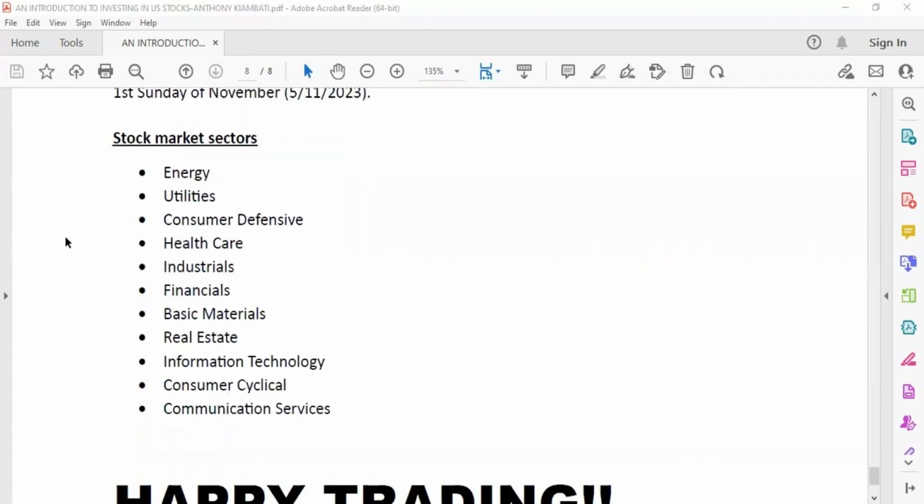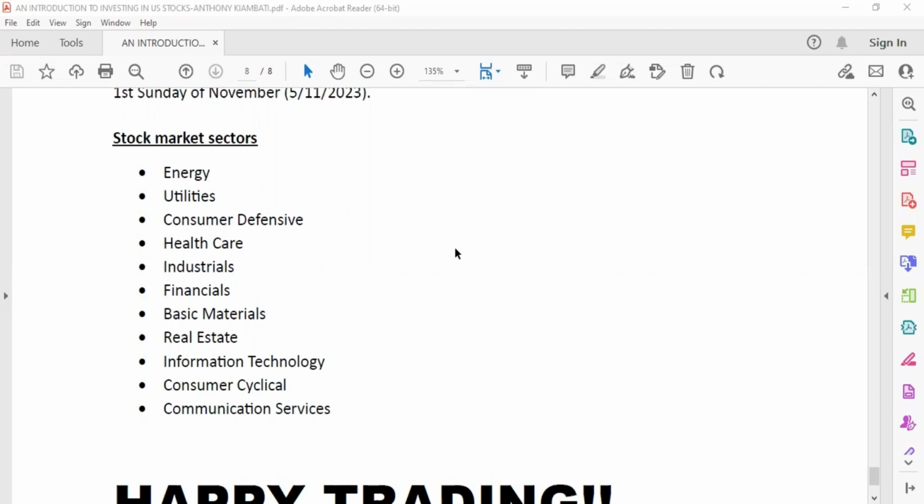In the US stock market, we have 11 sectors. Who can guess how many sectors we have in the Kenyan stock market? The sectors and the number of stocks or companies listed. So we have 13 sectors in the Kenyan stock market. Let me type that. 13 sectors and 63 listed companies. That's it. So for the US stock market, we have 11 sectors.